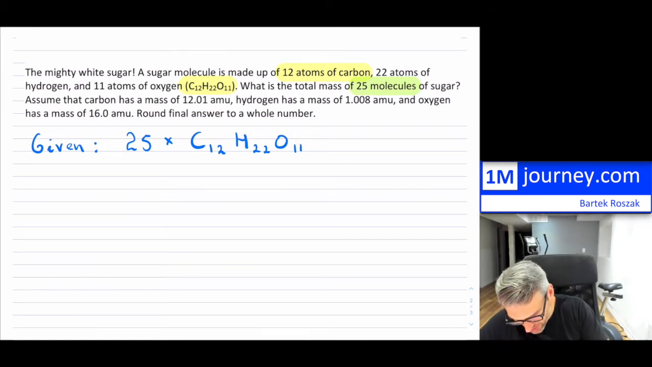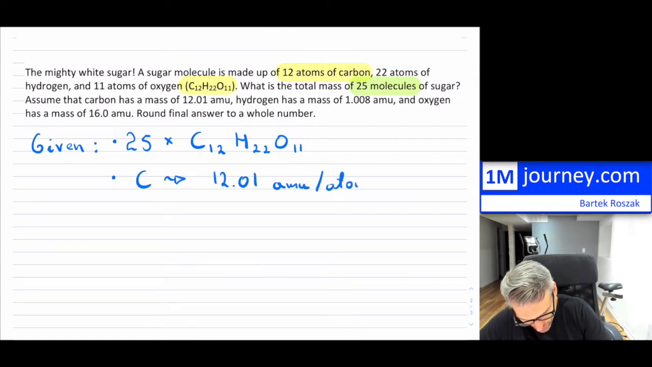So that's the first thing that they give me. Now, what else do they give me? Well, they give me that carbon. I'm going to write here that the mass of that was equal to 12.01 atomic mass units. It is per atom, so I'll just write it in there for completeness.